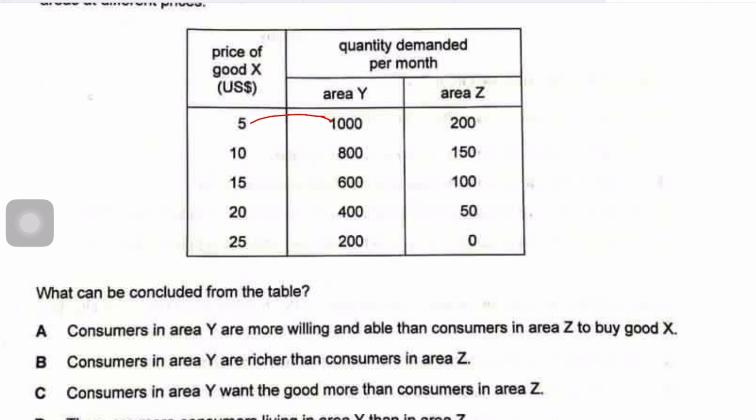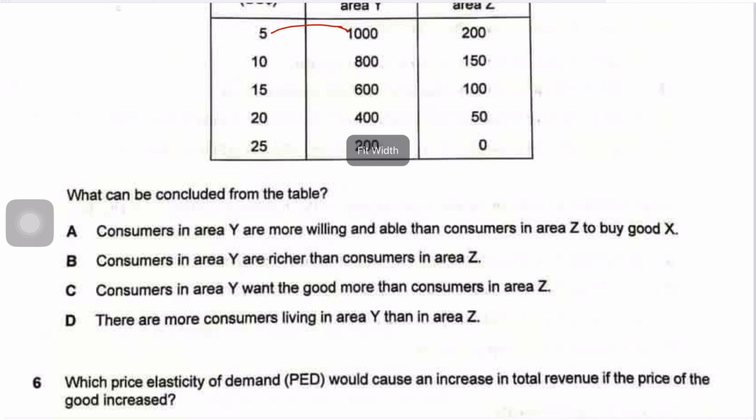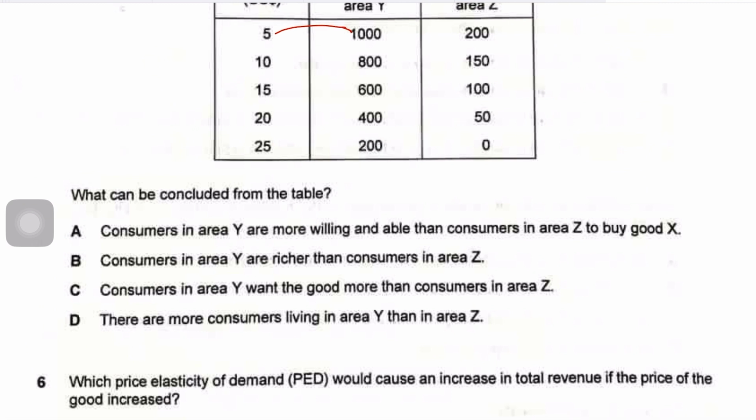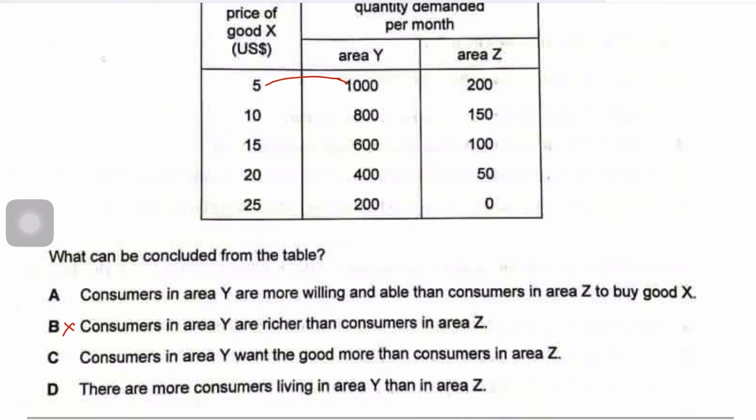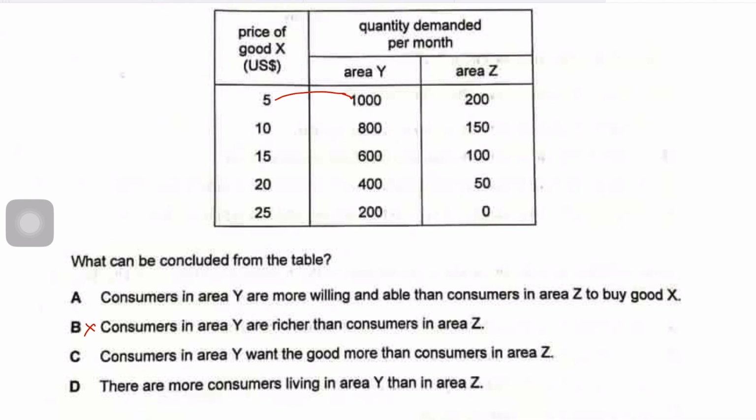So we could clearly see that it's not B certainly, because consumers in area Y are richer than consumers in area Z, we can't really conclude that. Consumers in area Y want the good more than consumers in area Z. This could be the answer. Now let's see. Although this is not the answer. There are more consumers living in area Y than area Z. Obviously, that's not the answer as well.